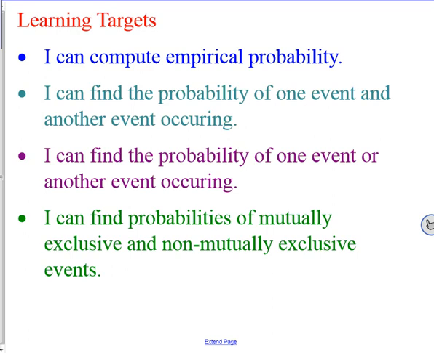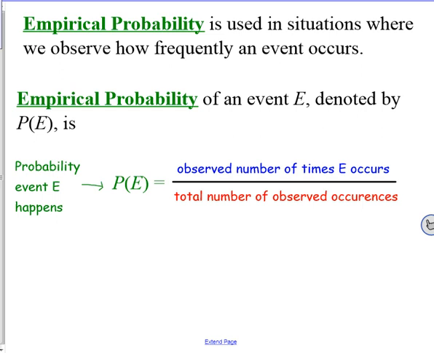But first, we're going to talk about empirical probability. That's used in situations where we observe how frequently some event occurs. So we're talking about using real world data. Not theoretical things, but actual things, and then we can collect data, analyze the data, and make predictions based on that data.